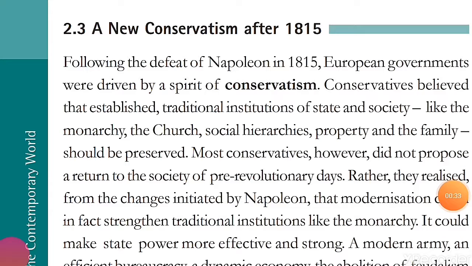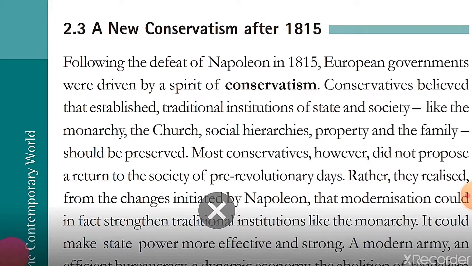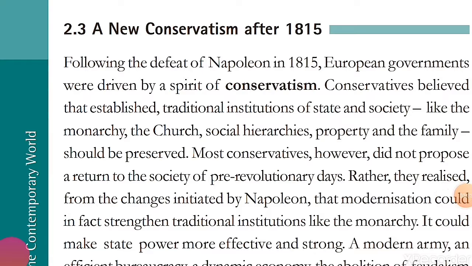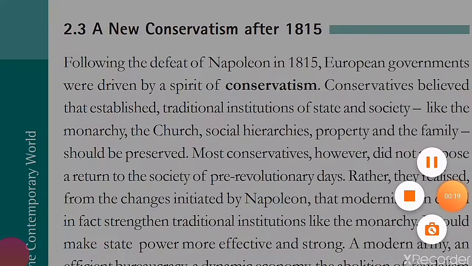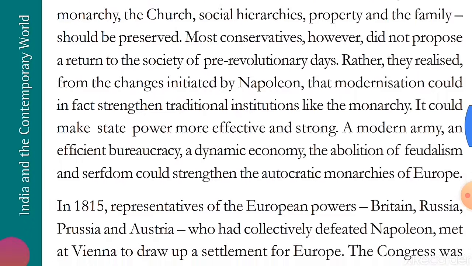Now we will talk about conservatism, a new conservatism after 1815. In 1815, European governments were driven by a spirit of conservatism. Conservatives believed in monarchy, the church, social hierarchies, property, and that families should be preserved. Actually, there was a modern army, an efficient bureaucracy, a dynamic economy. The abolition of feudalism and serfdom could strengthen the autocratic monarchies of Europe.